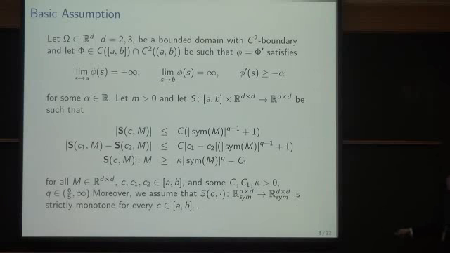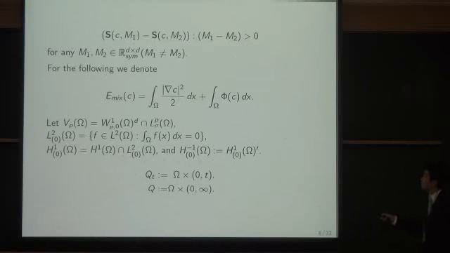Moreover, we assume that for every C, this function is strictly monotone. What strictly monotone means is this condition: for any symmetric d times d matrices M1 and M2, we have this strict inequality if M1 and M2 are different.